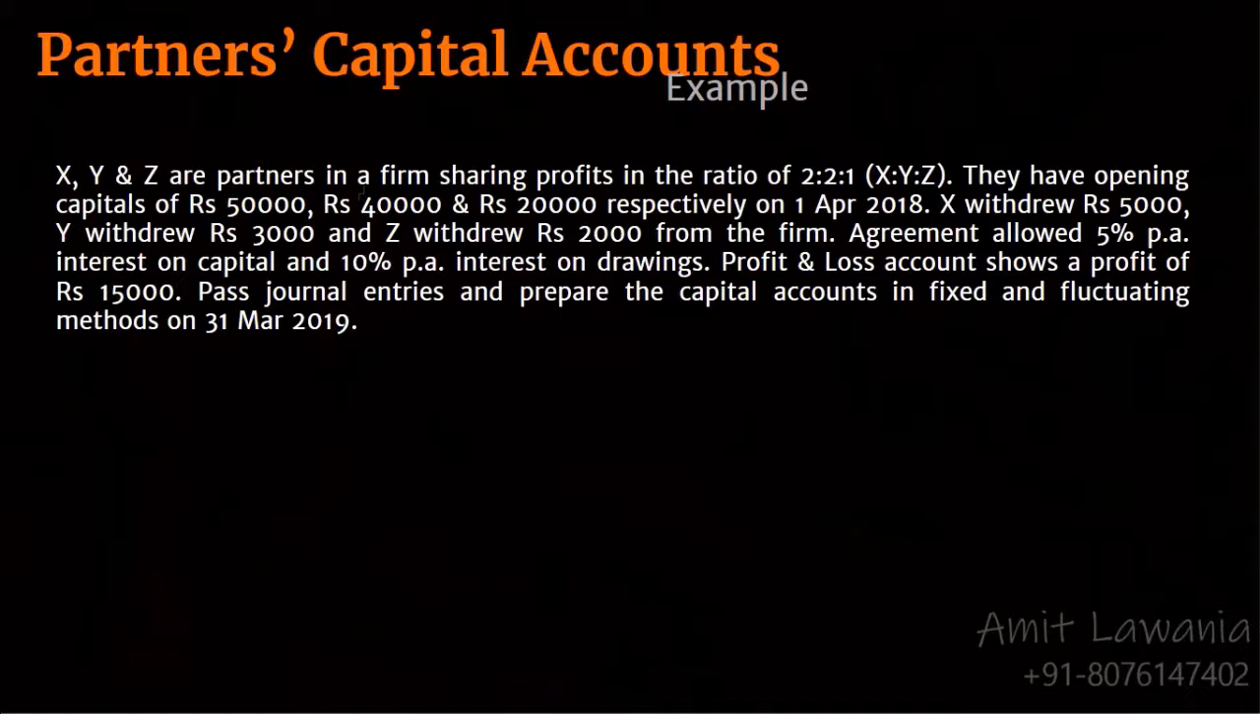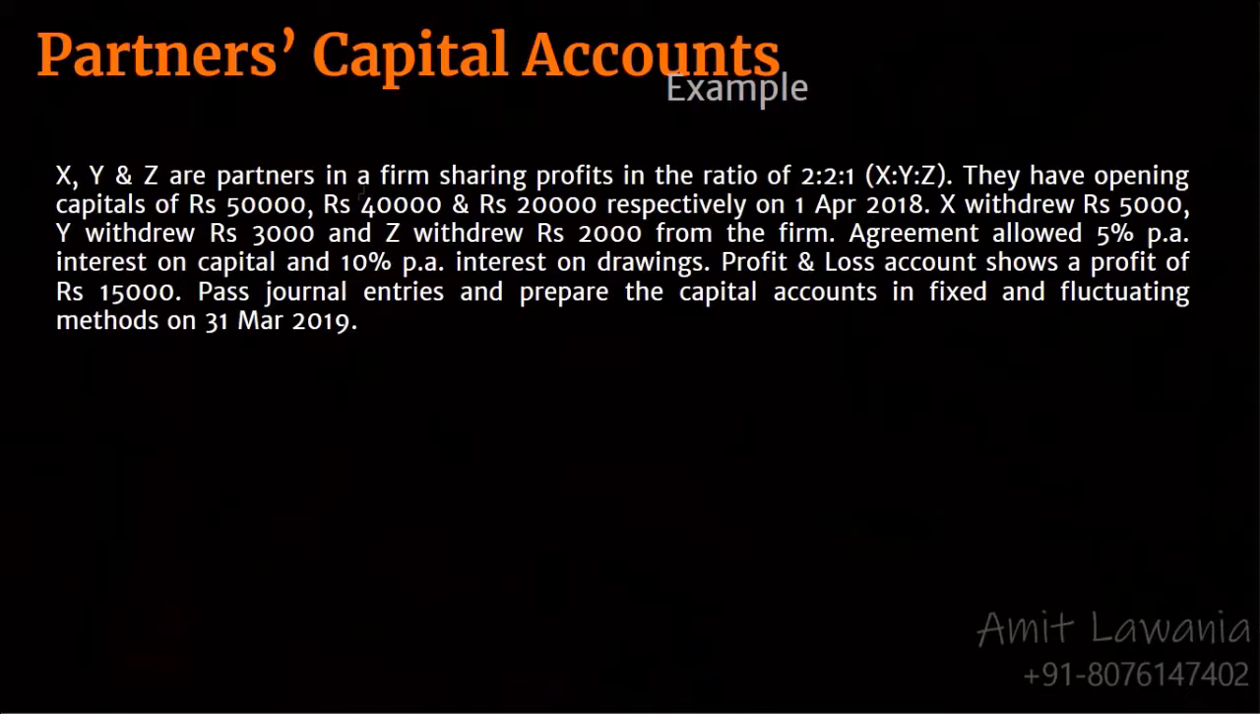They have opening capitals of rupees 50,000, rupees 40,000 and rupees 20,000 respectively on 1st April 2018. X withdrew rupees 5,000, Y withdrew rupees 3,000 and Z withdrew rupees 2,000 from the firm. So we get the amount of drawings also. Agreement allowed 5% per annum interest on capital and 10% per annum interest on drawings. Profit and loss account shows a profit of rupees 15,000.